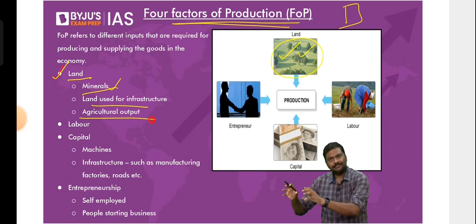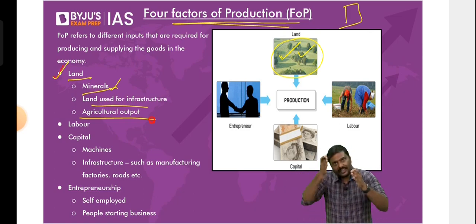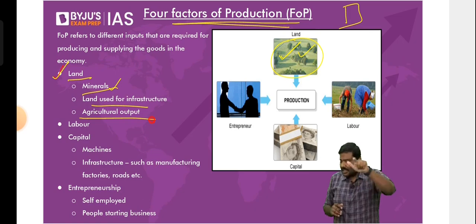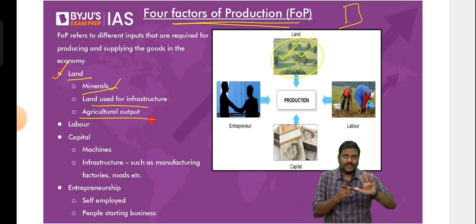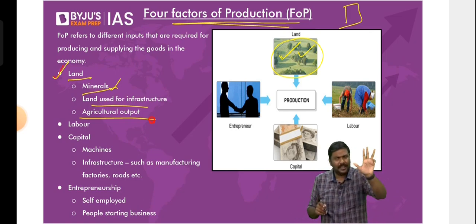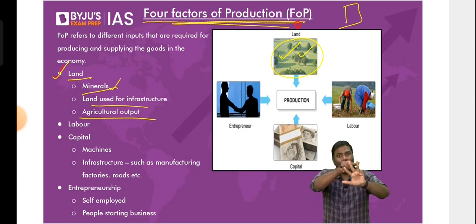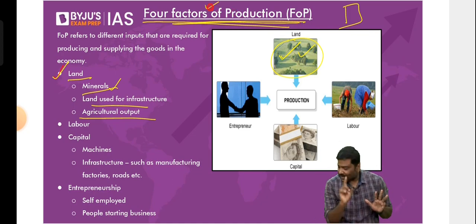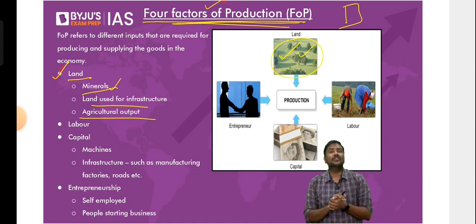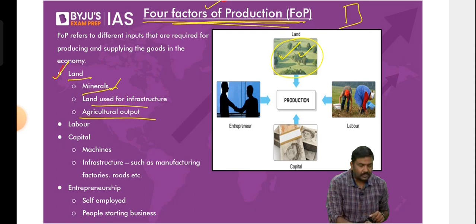So understand the logic here. Whatever inputs you require to produce and supply goods to the market, we classify under 4 categories: land, labor, capital, and entrepreneurship. Because these are 4 things, we'll call these the 4 factors of production. Inputs are nothing but factors itself. So the first one is land. Anything that is naturally available will be referred to as land.